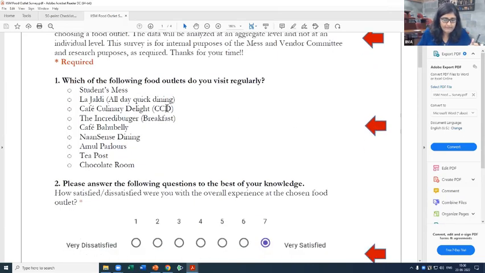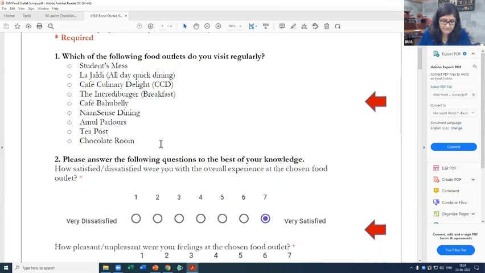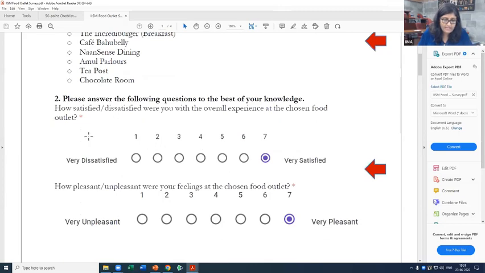Now, the second part. The first question: which of the following food outlets do you visit regularly? And there are 9 options here: Students' Mess, La Jaldi, Cafe Culinary Delight, the Incrediburger, Cafe Bahubali, Nonsense Dining, Amul Parlors, Tea Post, Chocolate Room. These are the 9 options. So if someone goes to all 9, then you fill it up 9 times. That's the assumption.